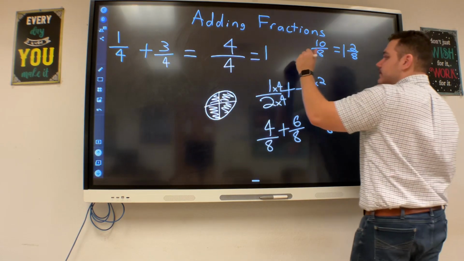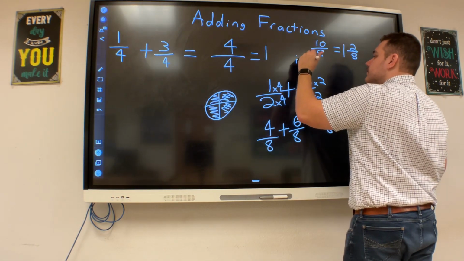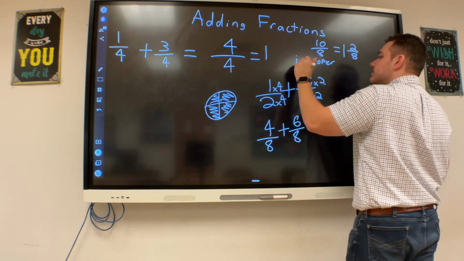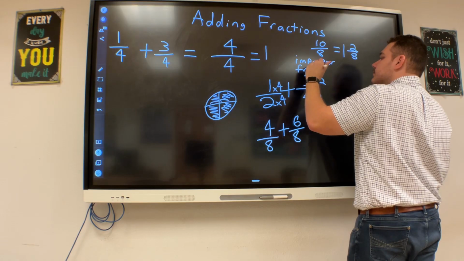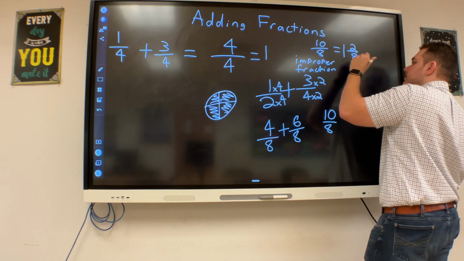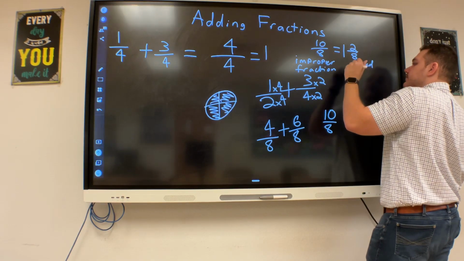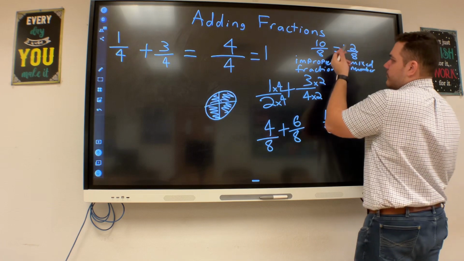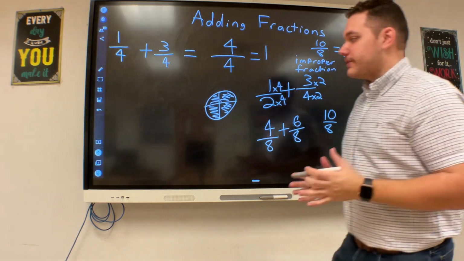And so that would be called an improper fraction. This would be a mixed number because you have a whole number and a fraction. So that's where the mixed number comes in.